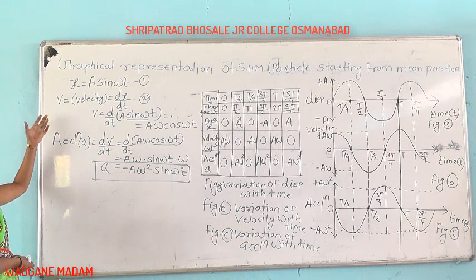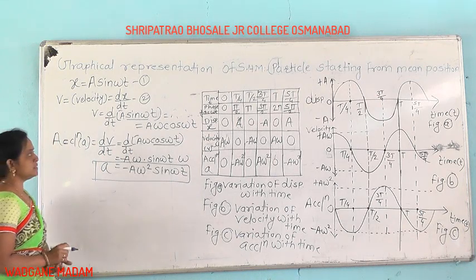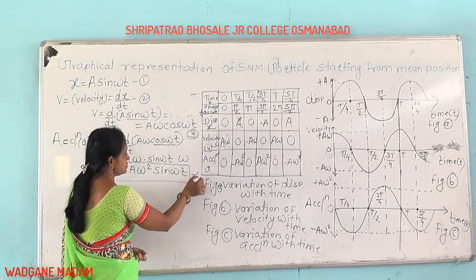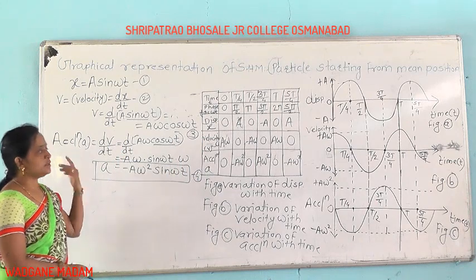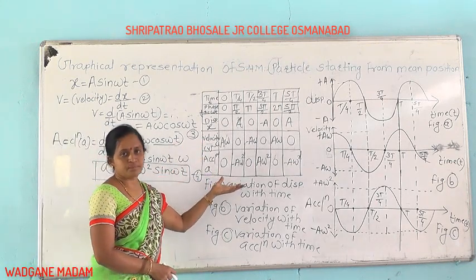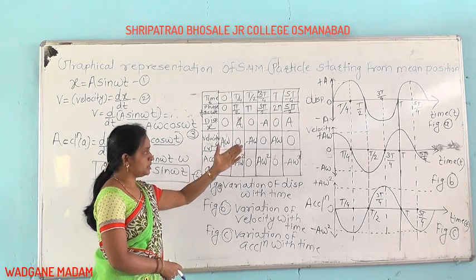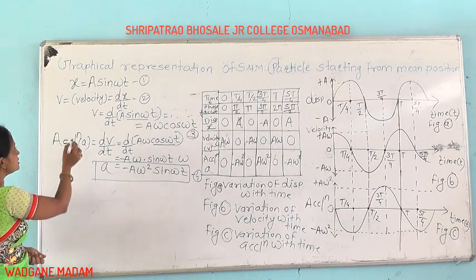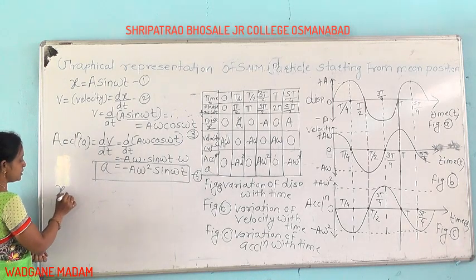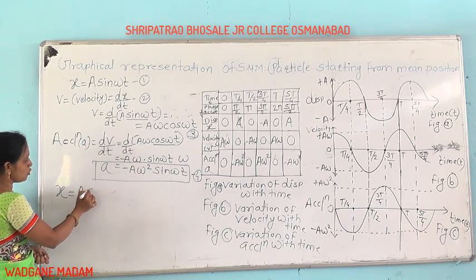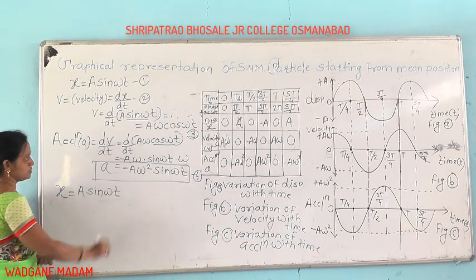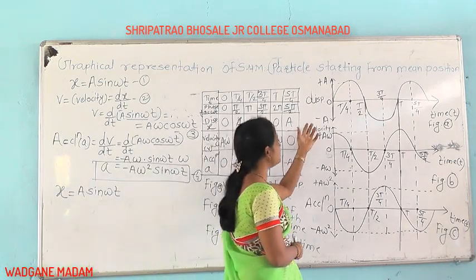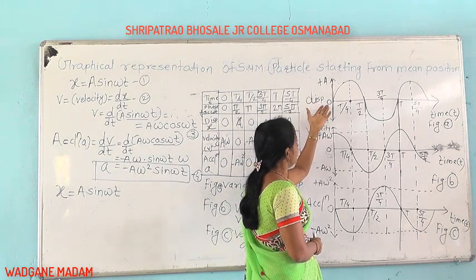After that we get these three expressions: the displacement expression, the velocity expression and the acceleration expression, as equations 3 and 4. Then how the graph for the variation of displacement, velocity and acceleration with respect to time is drawn. We consider first the equation of displacement, that is x is equal to a sin omega t, and the graph with respect to the corresponding time.